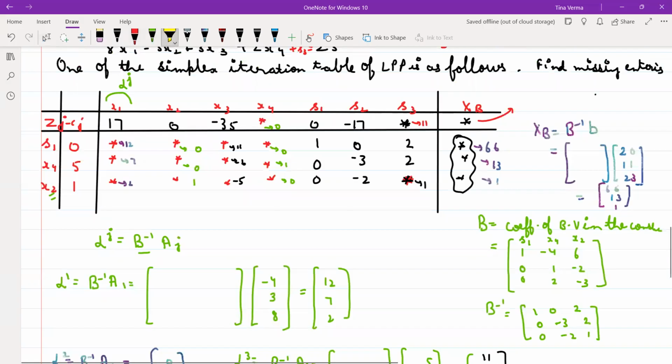Right? What was this entry? This entry I have told you the product of this thing and this thing plus this and this plus this and this. That means this is nothing but your Z solution, that is CB into your XB. Cost coefficient क्या है? 0, 5, 1. XB आपका कितना है? 66, 13, 1. So when you will multiply, it will give you answer as 66. Is it clear? Yes or no? Now one more tips and tricks.